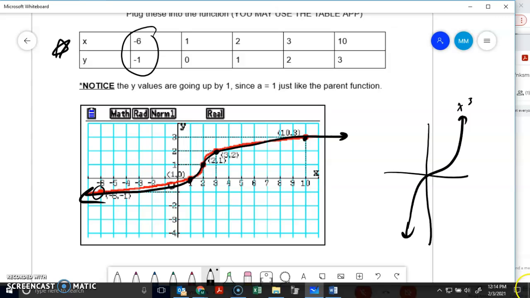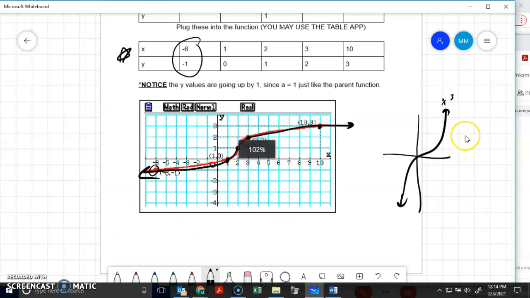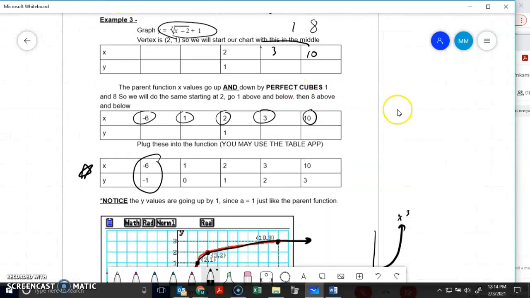Okay? Alright, you're graphing 4 of these: 2 square roots, 2 cubed roots. Follow the patterns, look back at the notes to help you.